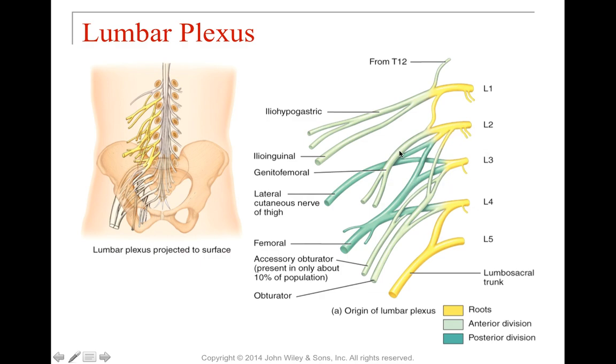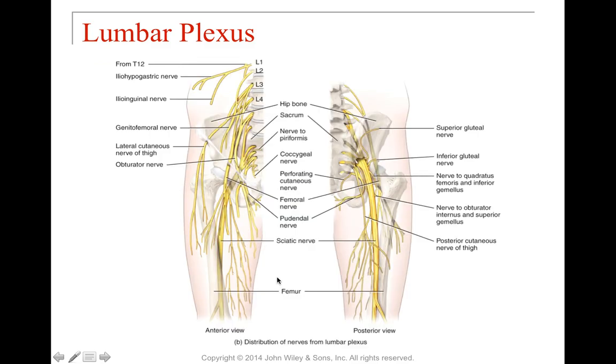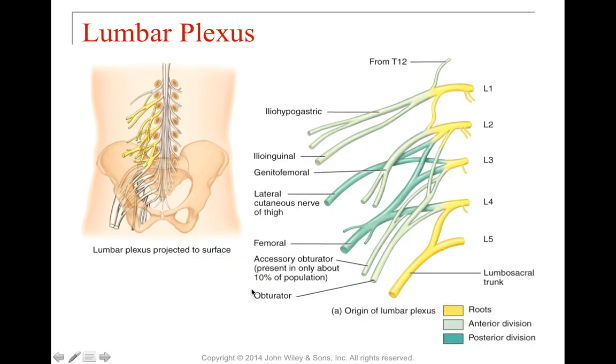L2 is going to branch off into the genitofemoral nerve, so that's going to service the genitals and the femoral region. L2 also splits and joins up with L3 to form the lateral cutaneous nerve of the upper thigh. L3 and L4 come together to service the femoral nerve. And L3 and L4 also come together to service the obturator. Now that's here. We have an obturator, and then a very small percent of the population actually have an accessory obturator, and that's going to be the secondary nerve here.